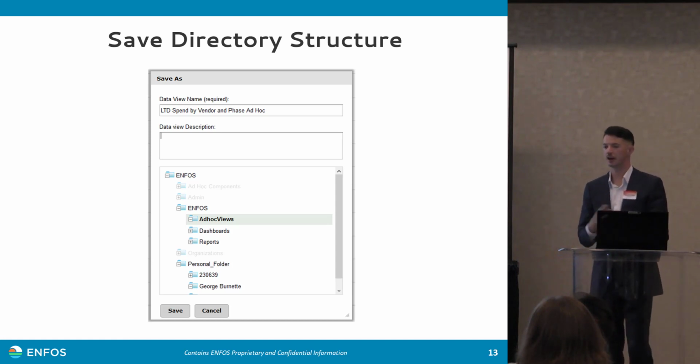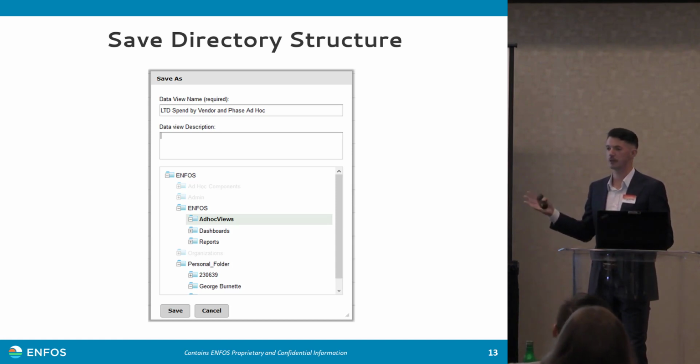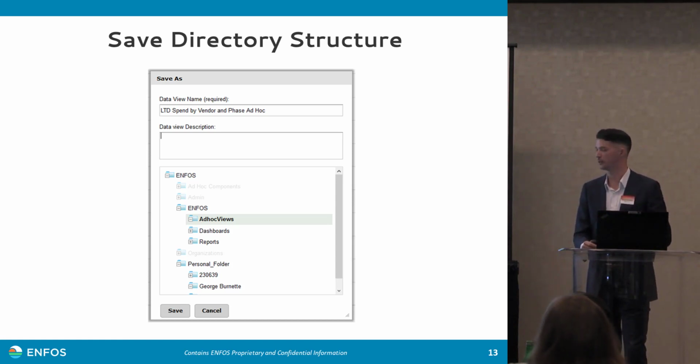If an AECOM user logs in and looks at this spend by vendor, they're only going to see AECOM data because they only have access to AECOM sites. So you can still make an ad hoc view that includes all of your vendors and publish it for everybody, because ENFOS is going to reference their existing organizational privileges, their hierarchy permissions, and we're only going to expose data to the user that they already have access to.